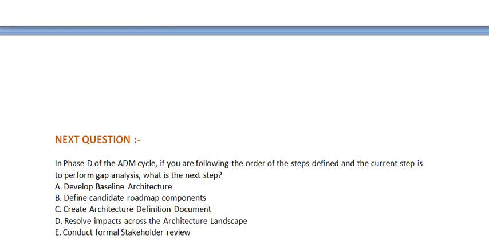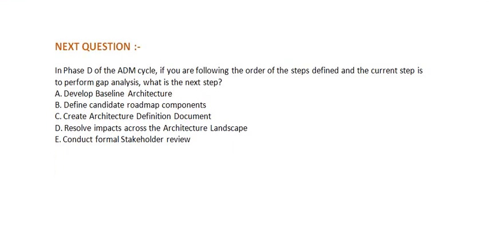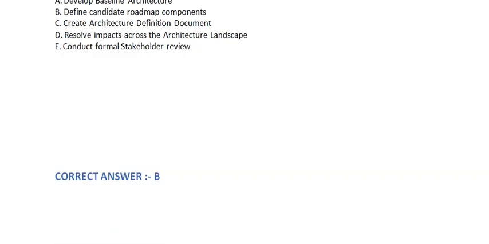Today's questions are: in phase D of the ADM cycle, if you are following the order of the steps defined and the current step is to perform gap analysis, which is the next step? Option A, develop baseline architecture. Option B, define candidate roadmap components. Option C, create architecture definition document. Option D, resolve impacts across the architecture landscape. And option E, landscape and stakeholder review. The correct answer is option B.